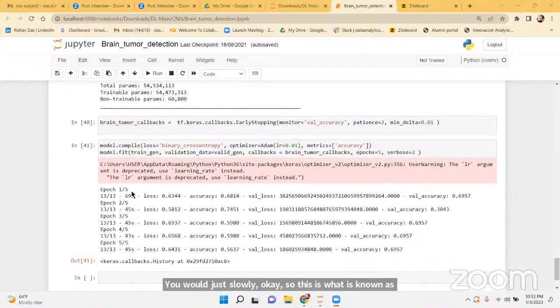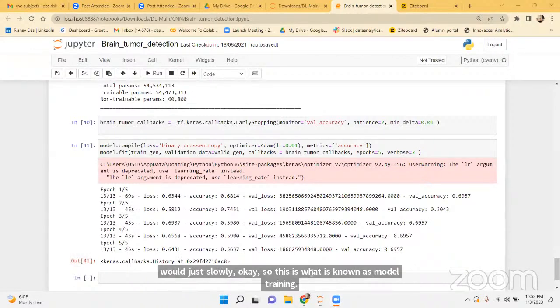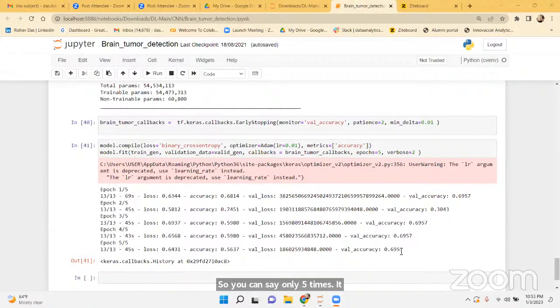model training. You can see it got trained only five times, and we are at an accuracy of 69%. Over a period of time, it will slowly improve. After, let's say, 20 epochs, epochs meaning iterations, 20 or 30 sets of iterations, our model will definitely improve. Clear? So this is how it works.